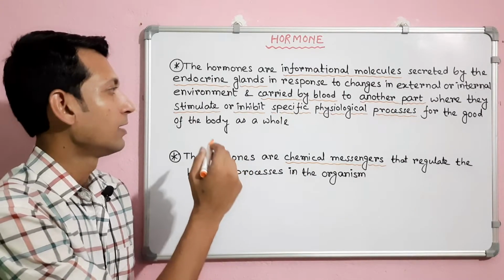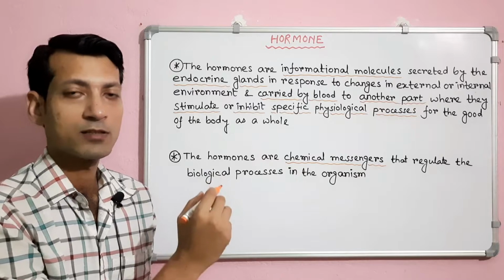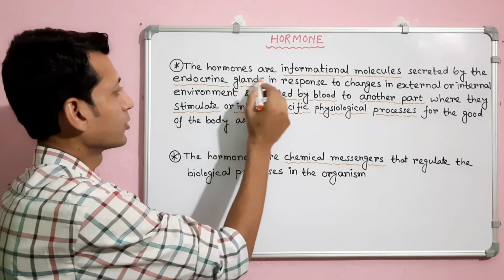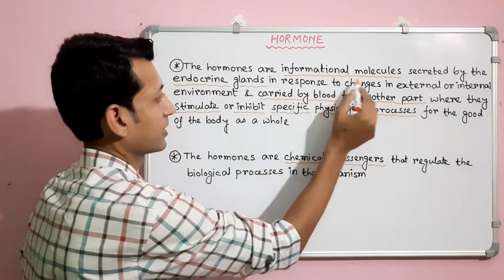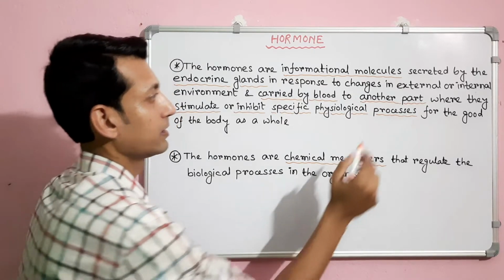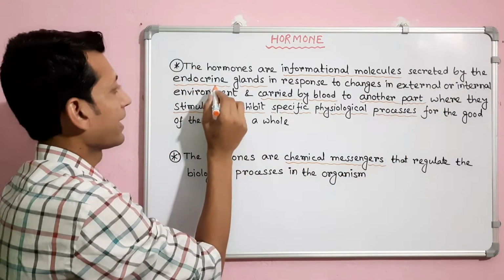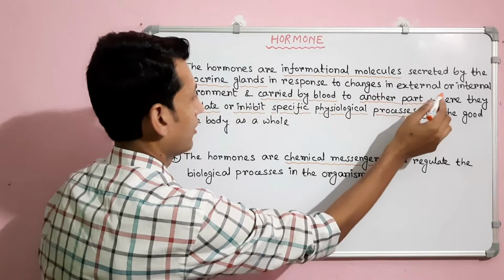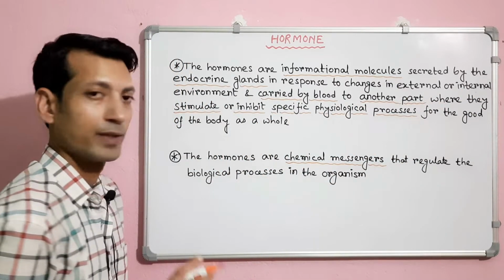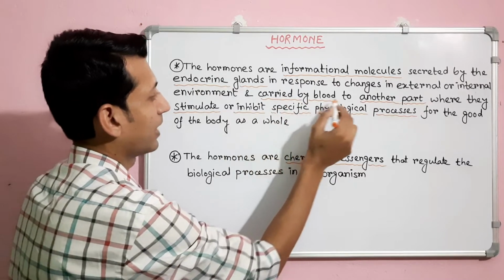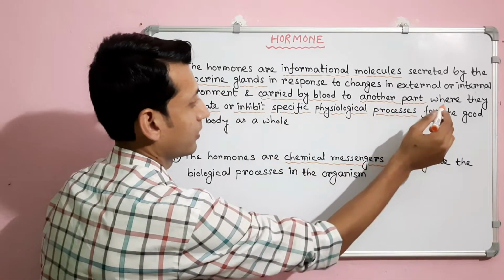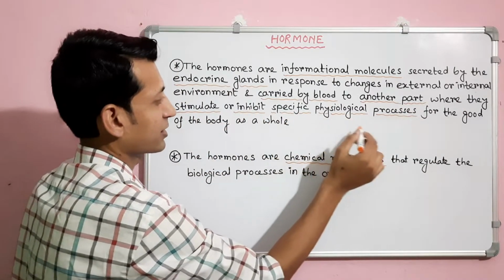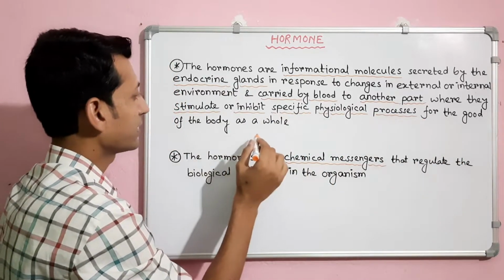Here I mention two basic definitions of hormone. Number one, the hormones are informational molecules secreted by the endocrine glands in response to changes in external or internal environment and carried by blood to another part where they stimulate or inhibit specific physiological processes for the good of the body as a whole.